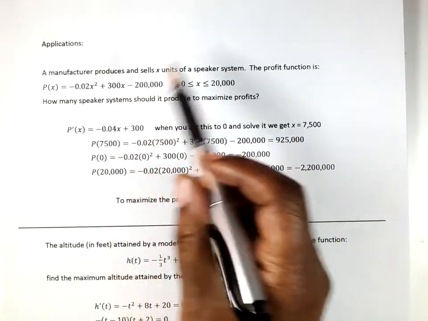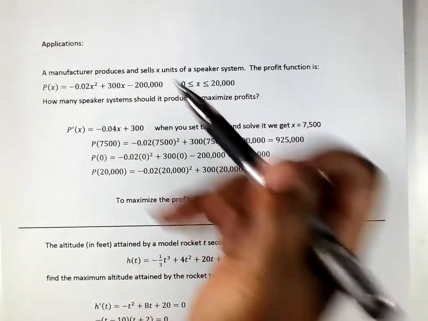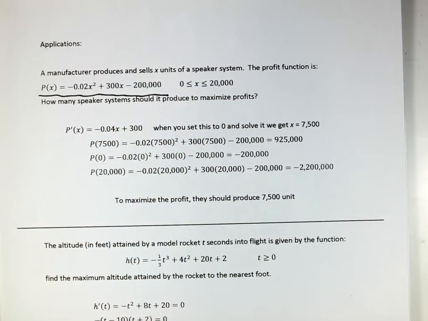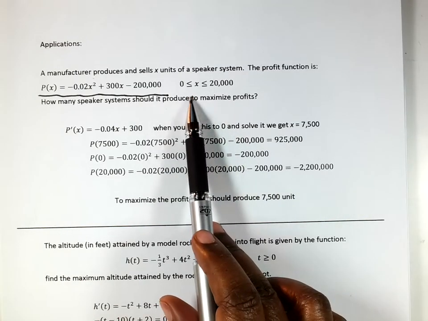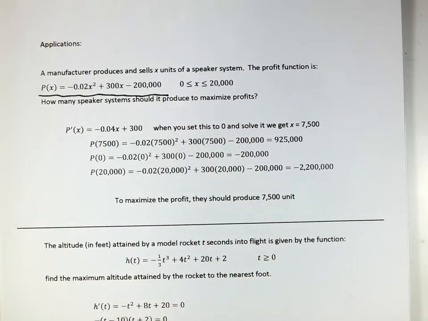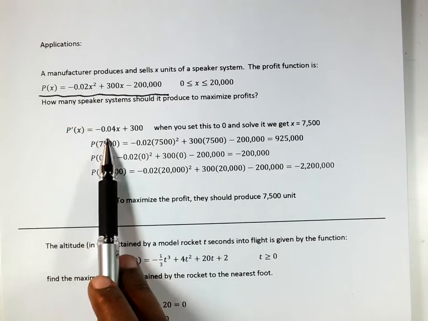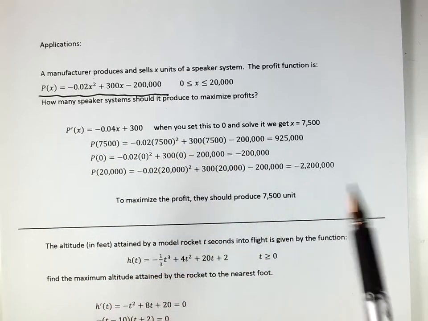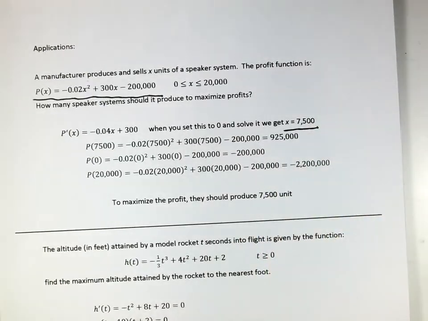So we have a manufacturer that sells x units of a speaker system, and this is the profit function. So P of x is negative 0.02x squared plus 300x minus 200,000. And we're given this time it's between 0 and 20,000. So they can make no units at all, but the maximum they could ever make is 20,000 because of constraints of space and time and money to buy materials, things like that. So taking the derivative, we get negative 0.04x plus 300. When you set that equal to 0 and solve, we get x is equal to 7,500.